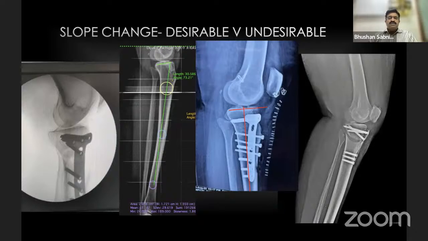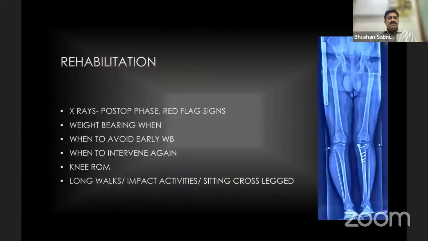But if you have someone with a PCL deficiency, they are very happy when the slope is increased. So then you can achieve a rectangular gap rather than a trapezoidal gap, and the patients are generally happy with your HTO with a slightly increased slope as such.